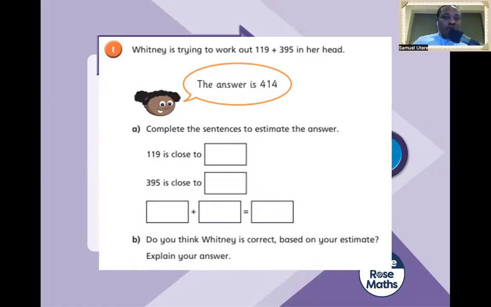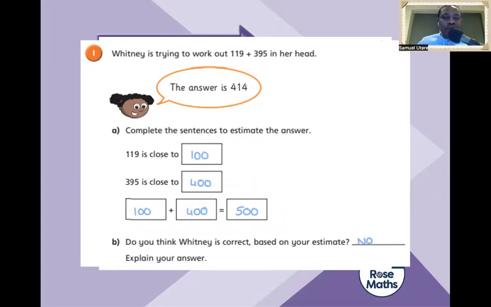Assuming you've paused the video and you've answered question 1, here are the answers. Let's discuss them. So for question 1, you were asked, Whitney is trying to work out 119 plus 395 in her head. The answer is 414. You're asked to complete the sentences to estimate the answer. Well, 119 is closer to 100 and 395 is closer to 400. So our calculation is 500.